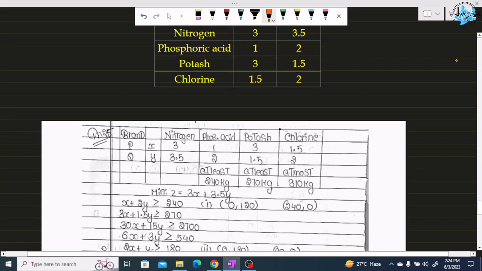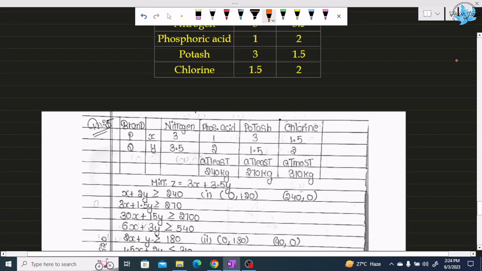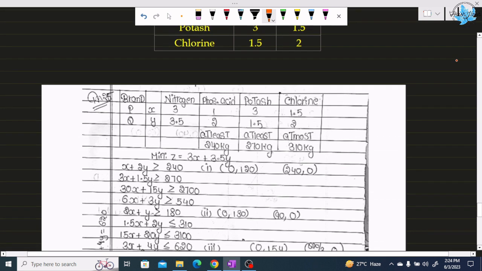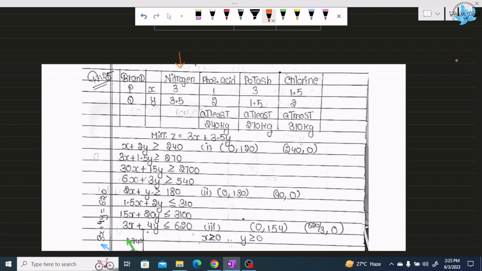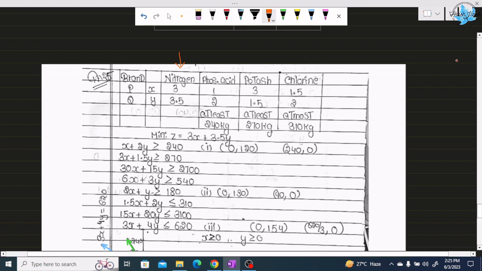Now we will make our constraints and the objective function. The question is asking about the nitrogen, so the nitrogen quantity will become our objective function, that is 3x plus 3.5y.